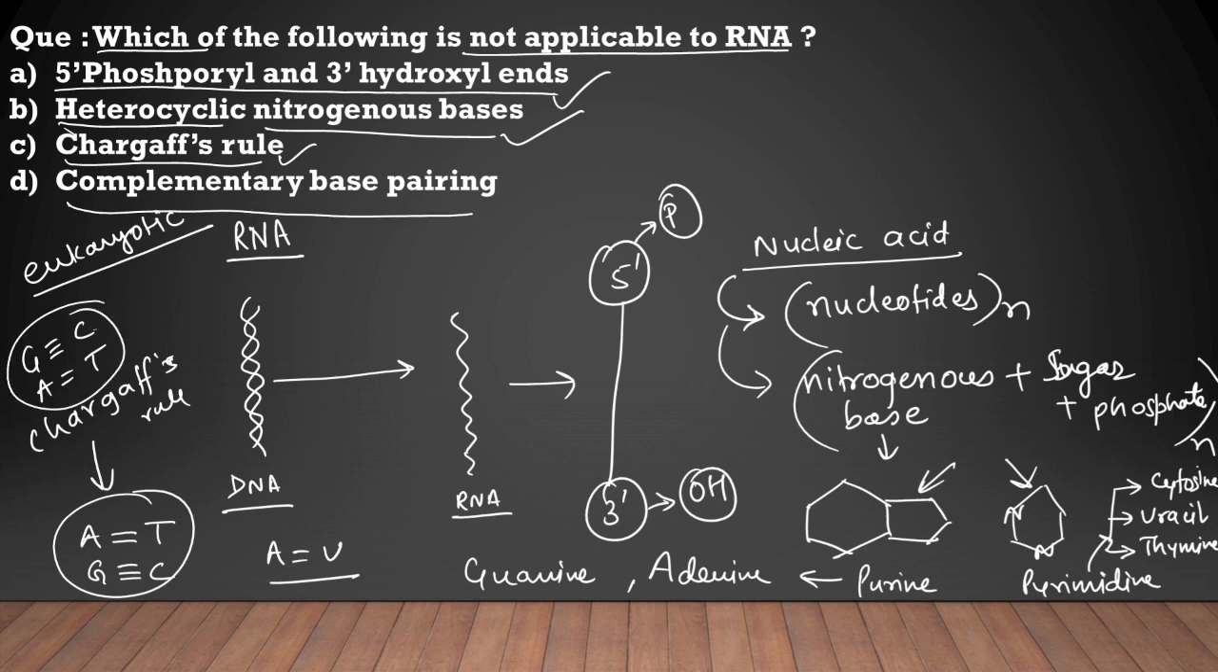Now the complementary base pairing. Complementary base pairing can occur inside DNA, and it also occurs in RNA. For example, in tRNA you can see the loops, such as the anticodon loop and the T-psi-C loop. In this case, the nitrogenous bases or nucleotides present on the strand can form hydrogen bonds with each other due to complementary base pairing. So these situations are present in RNA, but the Chargaff rule is not followed. So the correct answer will be C.